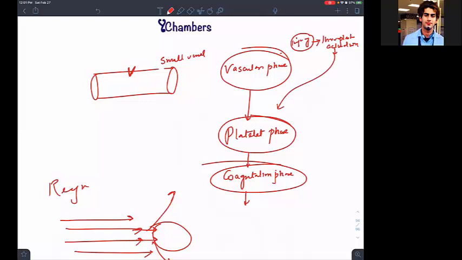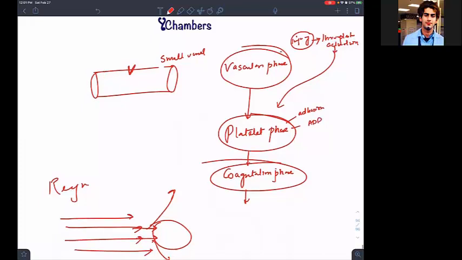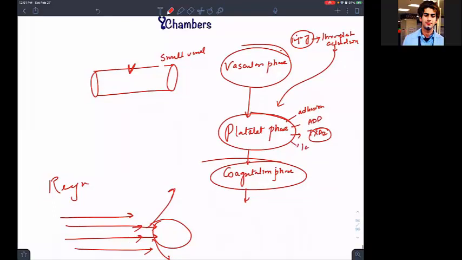What is happening in the platelet phase? There will be first adhesion to von Willebrand factor. Second, there will be release of ADP. Third, there will be more synthesis of thromboxane A2. I want to have more thromboxane A2 so that I can form platelet plugs, so I will form a temporary platelet plug.